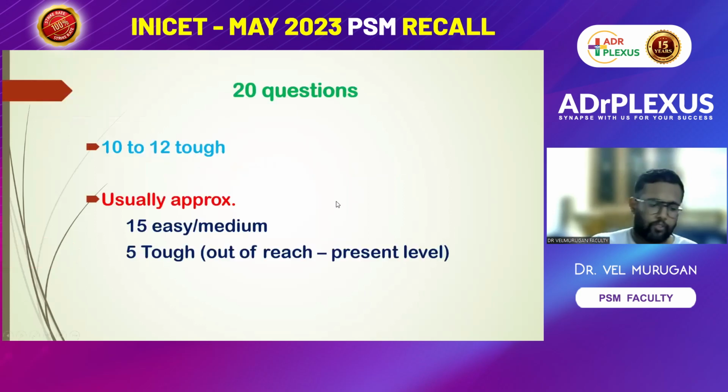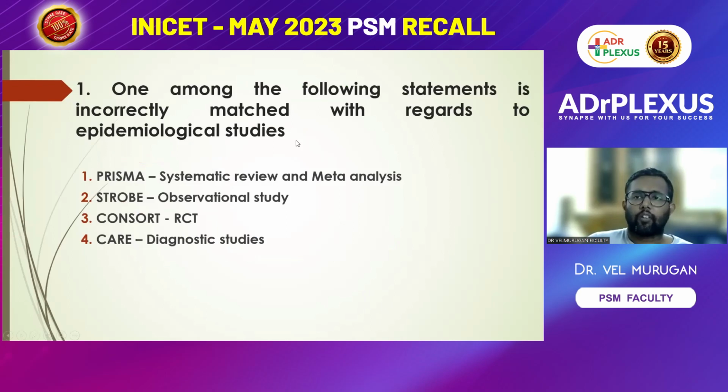Usually in the exam, there are 20 questions from PSM. Of these 20, 15 will be easy or medium and 5 will be tough. So 5 can be out of reach of your present level, or postgraduate level questions. But in the present exam, as far as the feedback from the students was concerned, 10 to 12 questions were tough. So the first question.